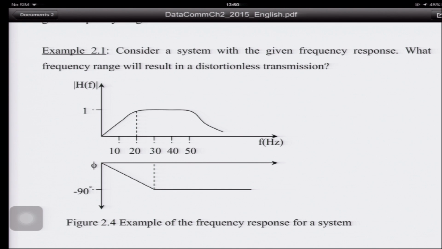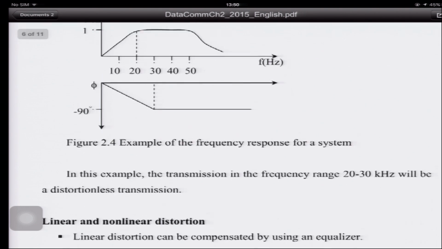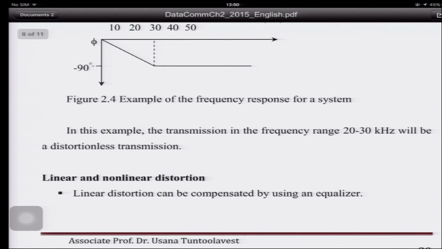But let's say 20 to 50 megahertz, okay? And the phase response is linear from 0 to 30 megahertz. So what is the range that we can use? The range that we can use for distortionless transmission is between 20 to 30 megahertz, because in 20 to 30 the amplitude of the system is equal to a constant, okay? It doesn't have to be 1, it just has to be constant. And the phase response is linear with the frequency. So it's going to be a straight line with negative slope, okay?